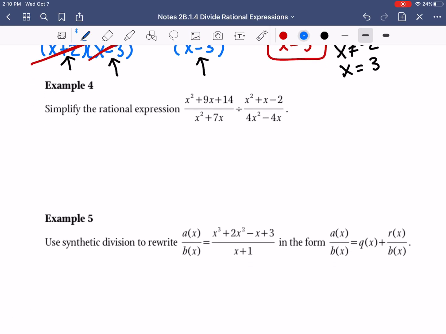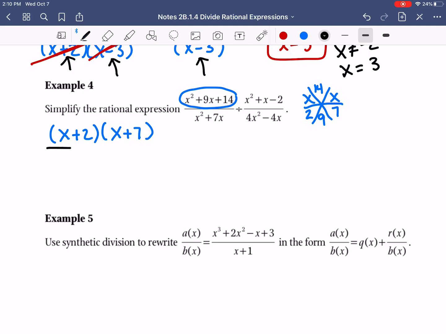All right, my next one says simplify the rational expression. Okay, I have 3 terms. There's no GCF. It is in the form I can try to do snowflake though. So I need 2 numbers that multiply to 14 and add to 9. So multiplies to 14 is 1 and 14, or 2 and 7. Luckily 2 and 7 multiply or add to 9. So x plus 2, x plus 7. I'll try to color code and do each piece.